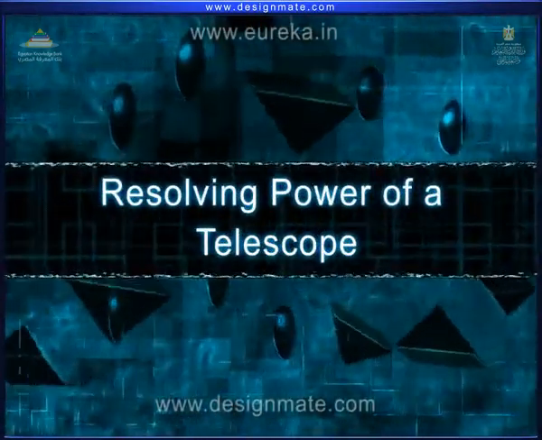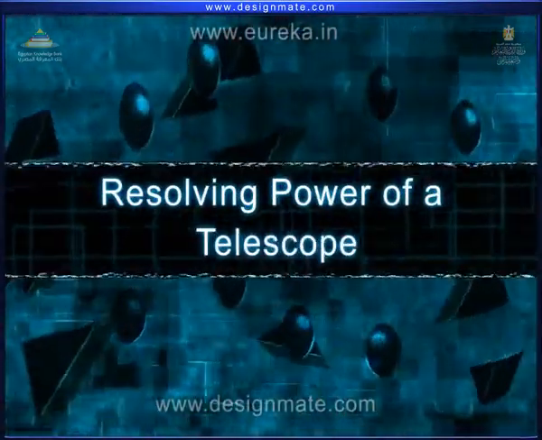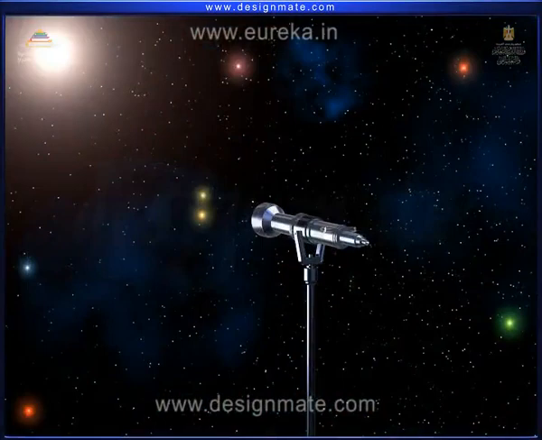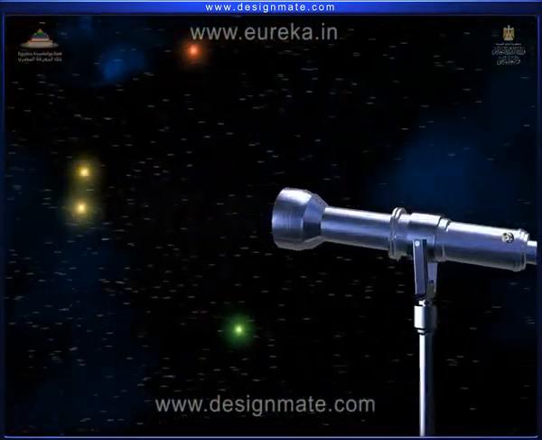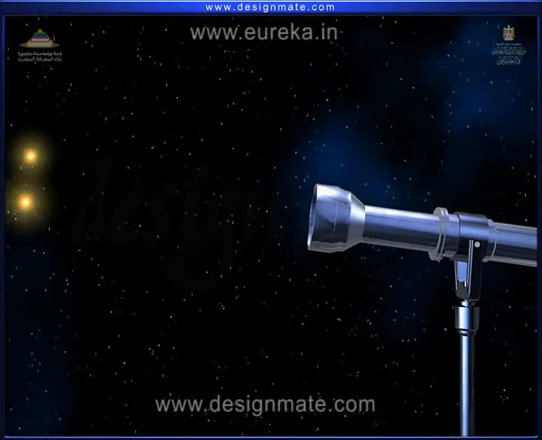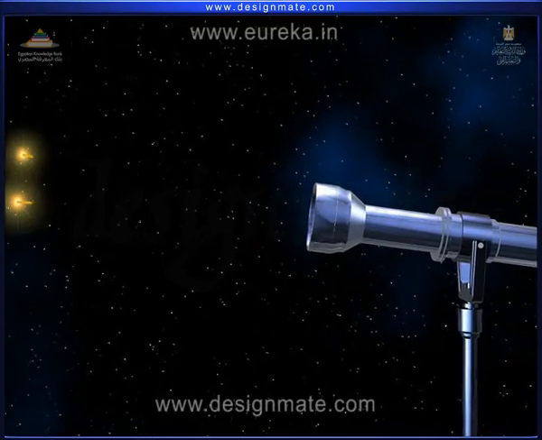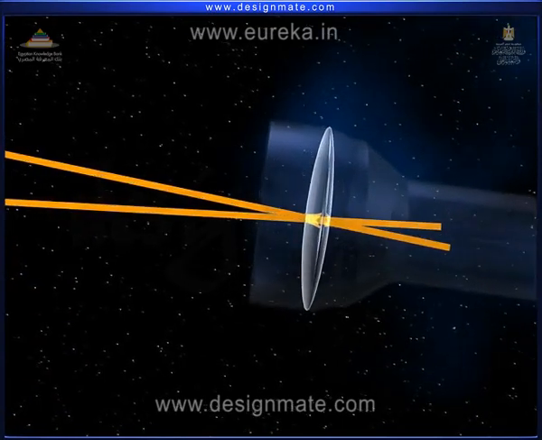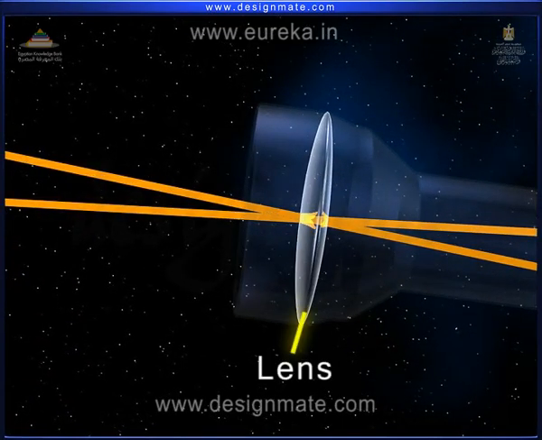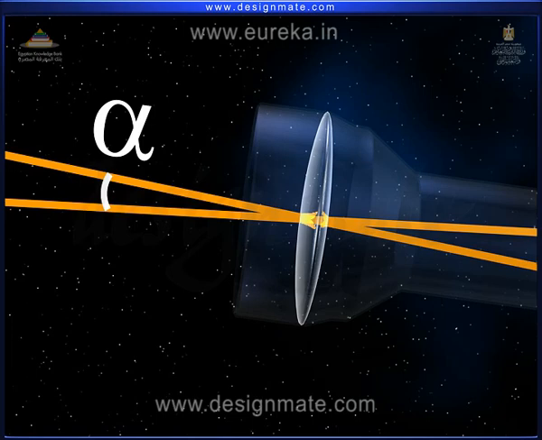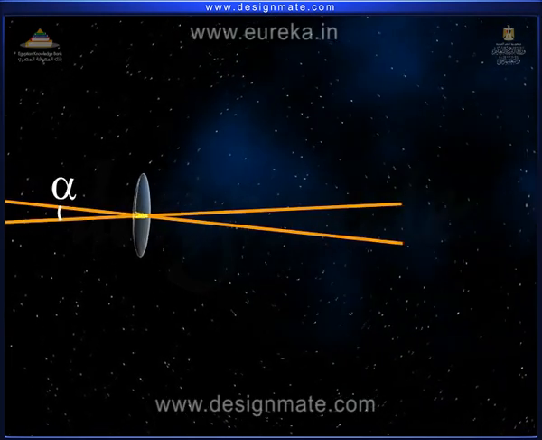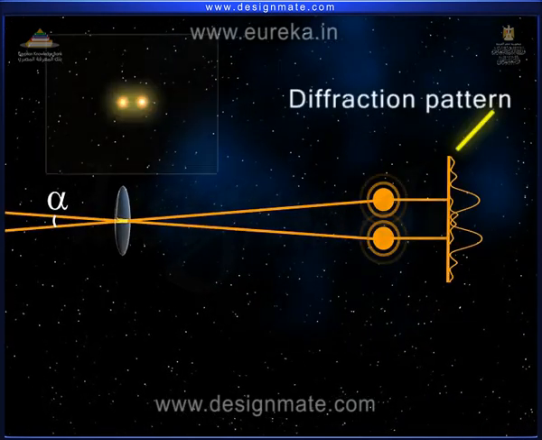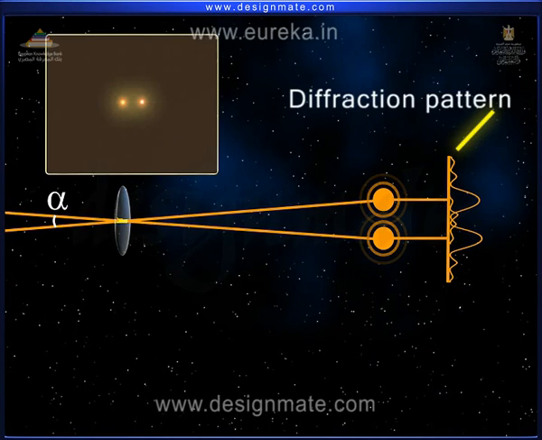Resolving power of a telescope. Suppose we are observing two nearby stars with the help of a telescope. Here only the limited parts of the wavefronts of light coming from both the stars pass through the lens and make an angle alpha at the lens of the telescope. Hence the diffraction will be produced, but clear point-like images of the stars will not be formed by the telescope.